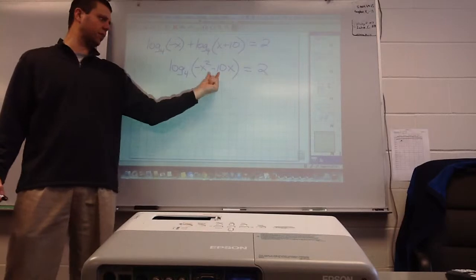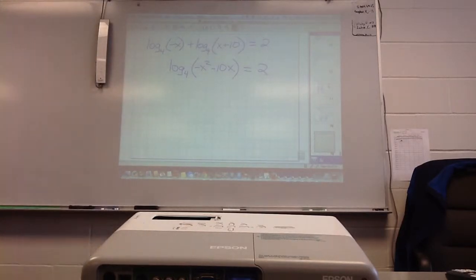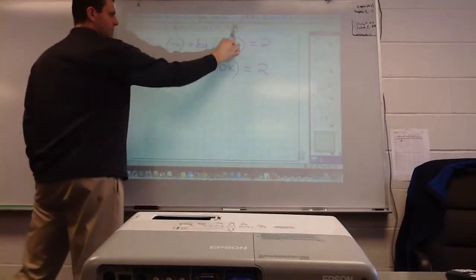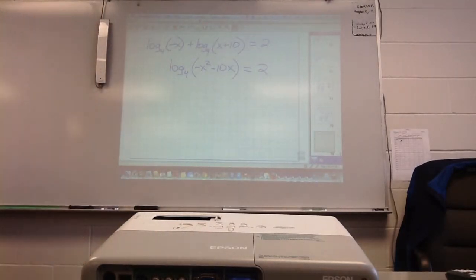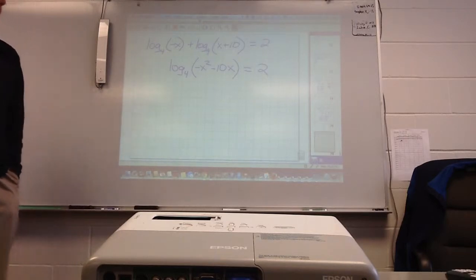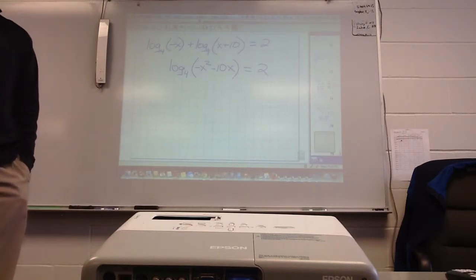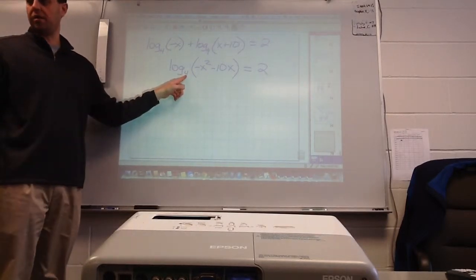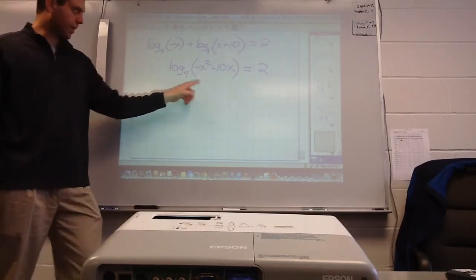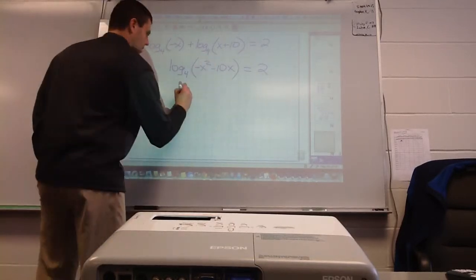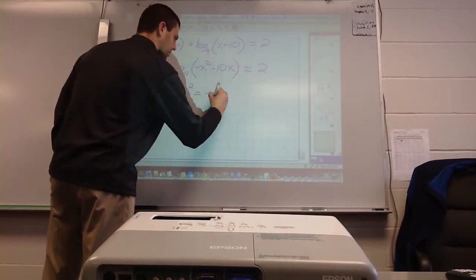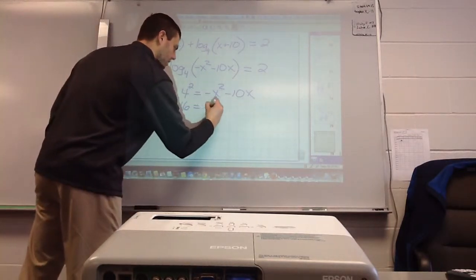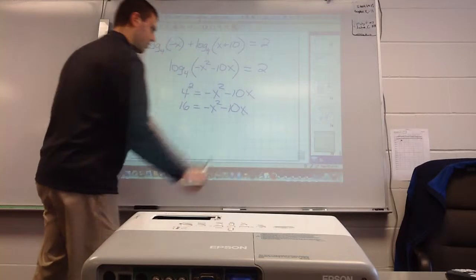When I take this times this, negative x times x gives me negative x squared, and negative x times 10 gives me negative 10x. Now you're going to change forms. So 4 to the second power equals negative x squared minus 10x. So 16 equals negative x squared minus 10x.